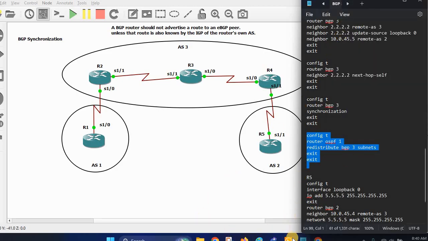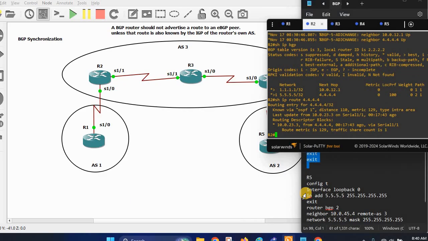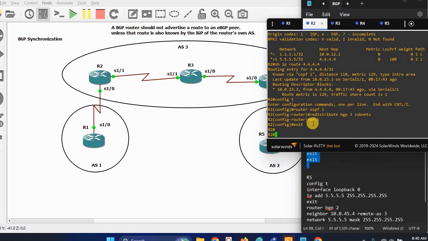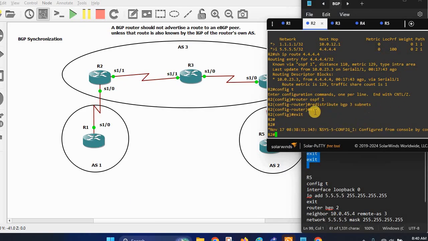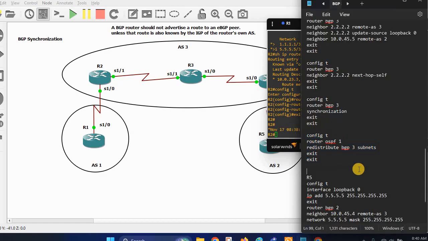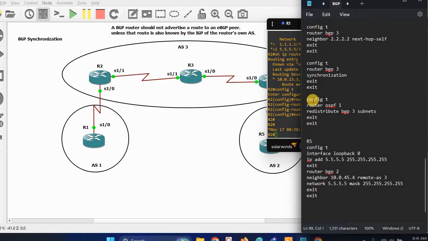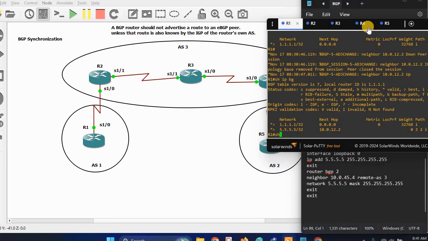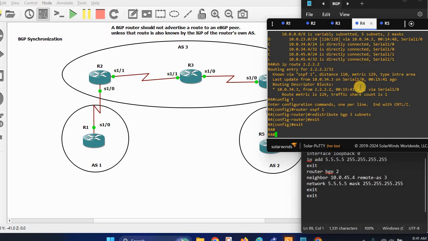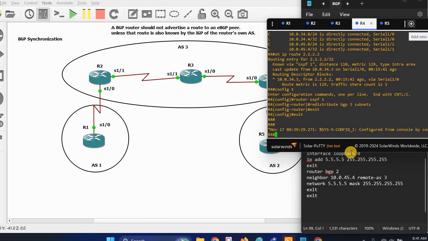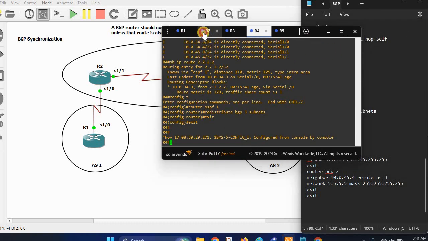So this is the configuration, and we will do this configuration in R2. Now redistribute BGP into OSPF, so that the OSPF router receives the BGP update also. In R4 also do the same thing. Okay, so both routers have been done. Now do the clear session once.